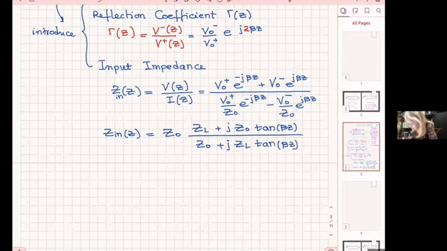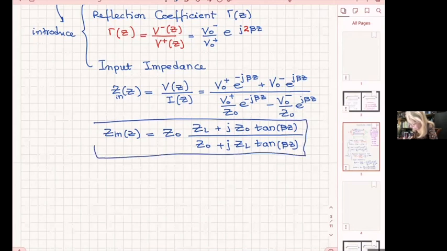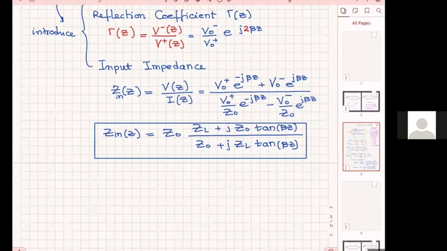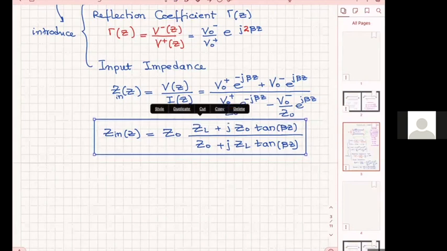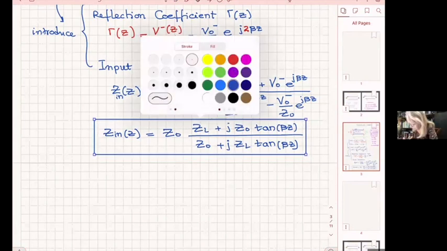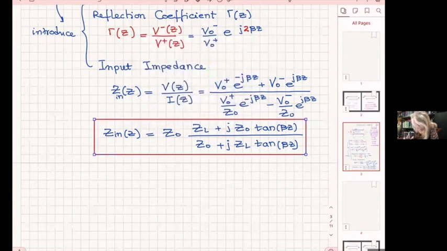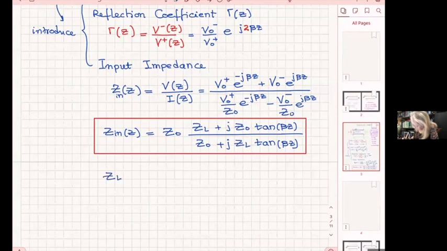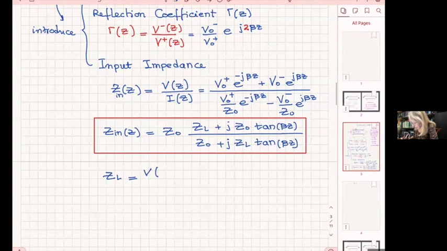Okay, so this is a very important formula. Then you can derive from the above, where now ZL is given by V at Z equals D divided by I at Z equals D. That's the load.